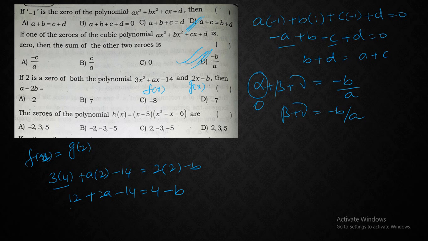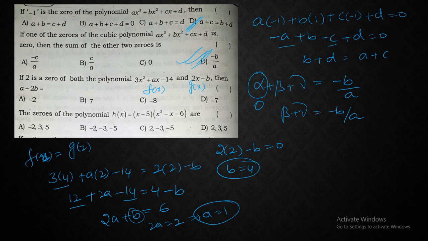So for that, 12 minus 14, how much? Minus 2. If I transpose this minus 2, it becomes 6. So from this, what I am going to get? 2a plus b is equal to 6. And one more thing, he is saying these are zeros of the polynomial, no? So 2 into 2 minus b is equal to 0, right? So from this b is equal to 4. So if b is equal to 4, then 2a is equal to 2. So from this a is equal to 1.